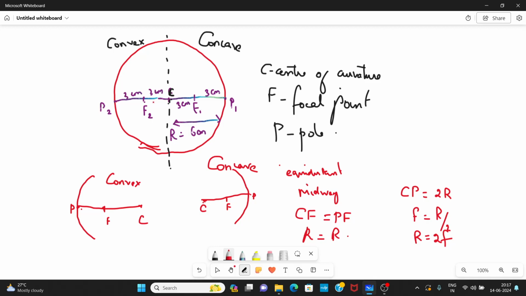So what is the point here? The center of curvature is nothing but the radius of the circle, and at the equidistant on both the sides lie your F, or in the midway. Suppose 6 is the radius of the circle, at 3 centimeters on both sides lie your focal points. And with the same distance from F lies your P. If this is 3 centimeters, then F to P is also 3 centimeters. This is an example which I am telling you. So CF is equal to PF. Both are nothing but radius.